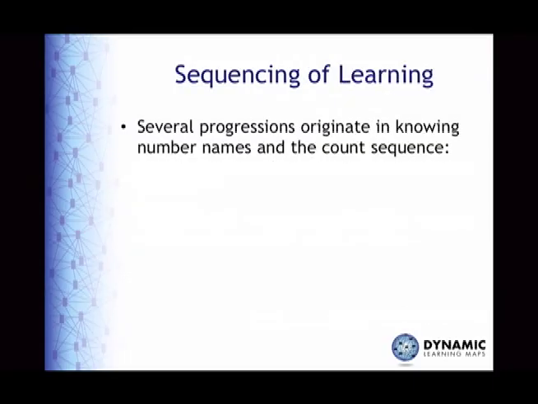When we discuss counting and cardinality, it's important for us to understand that there are several progressions that originate in knowing number names and the count sequence. Once we understand the counting sequence, it is important that we become familiar with counting on from any given number, skip counting by 2, 5, 10, etc., and even counting backwards. Let's watch two videos in which students are learning to count backwards.